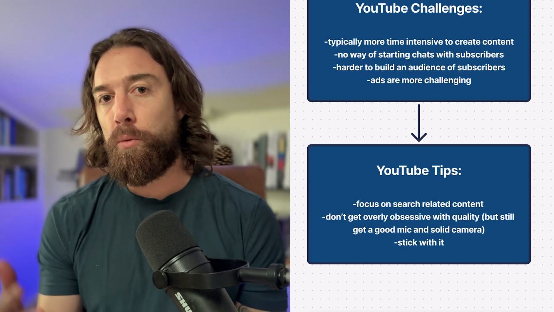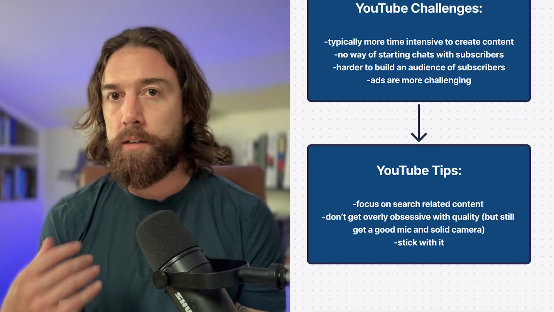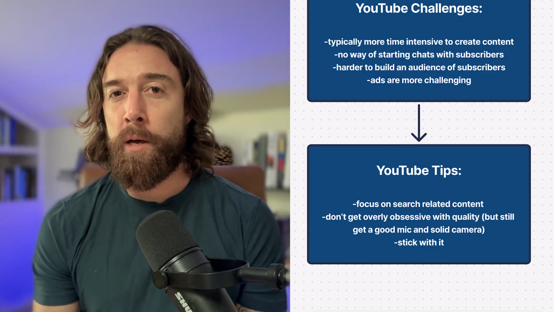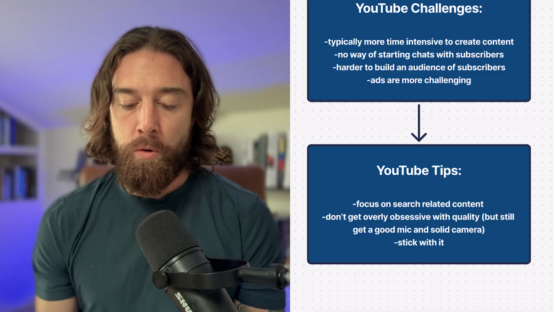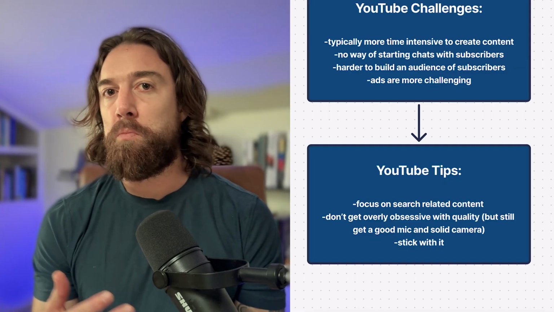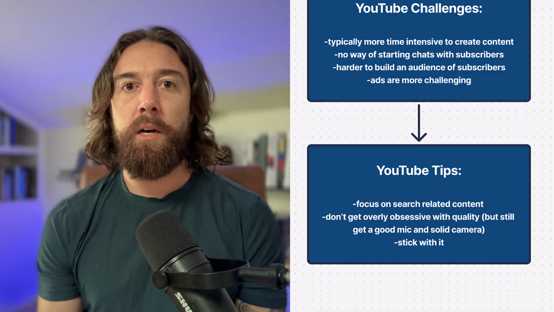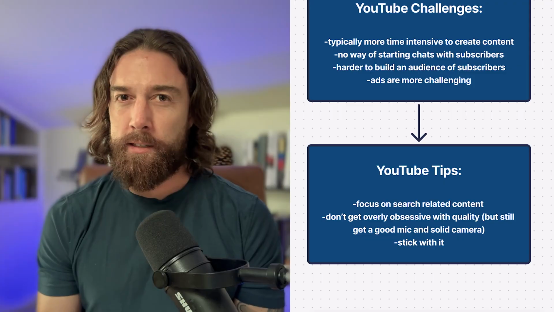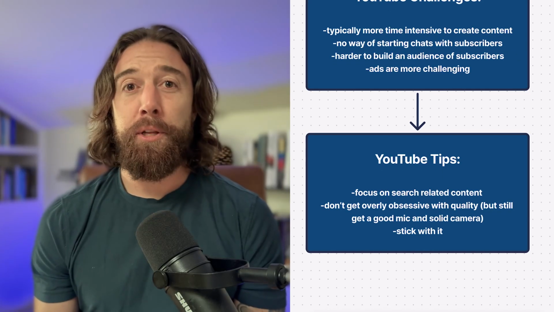If you're thinking about YouTube, what I would say is focus on creating video with titles that is associated with search related content. So what are your ideal clients searching for? Create content about that. Think of it as like a modern form of SEO. Don't get overly obsessive with quality. You do want to have a solid mic, a decent recording quality, but you don't need to get obsessive early on. It's more important to just put out content, in my opinion, and then stick with it.